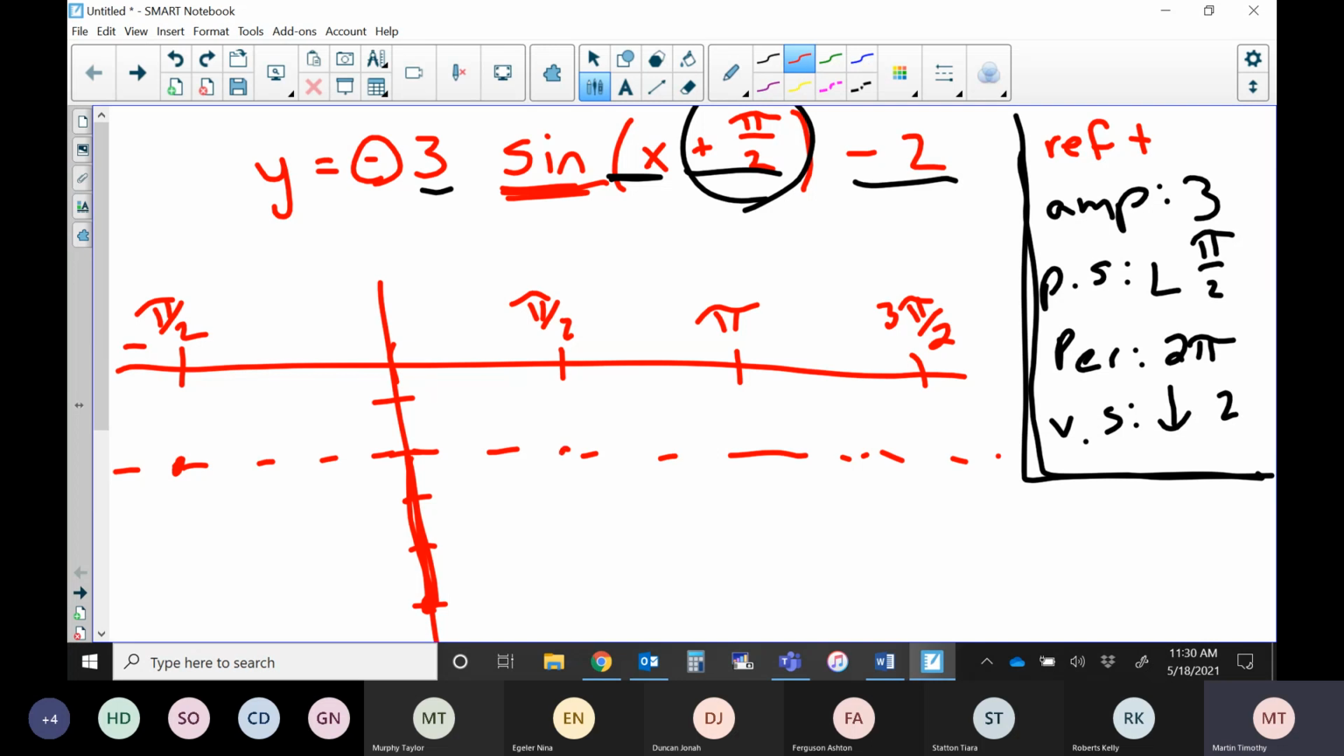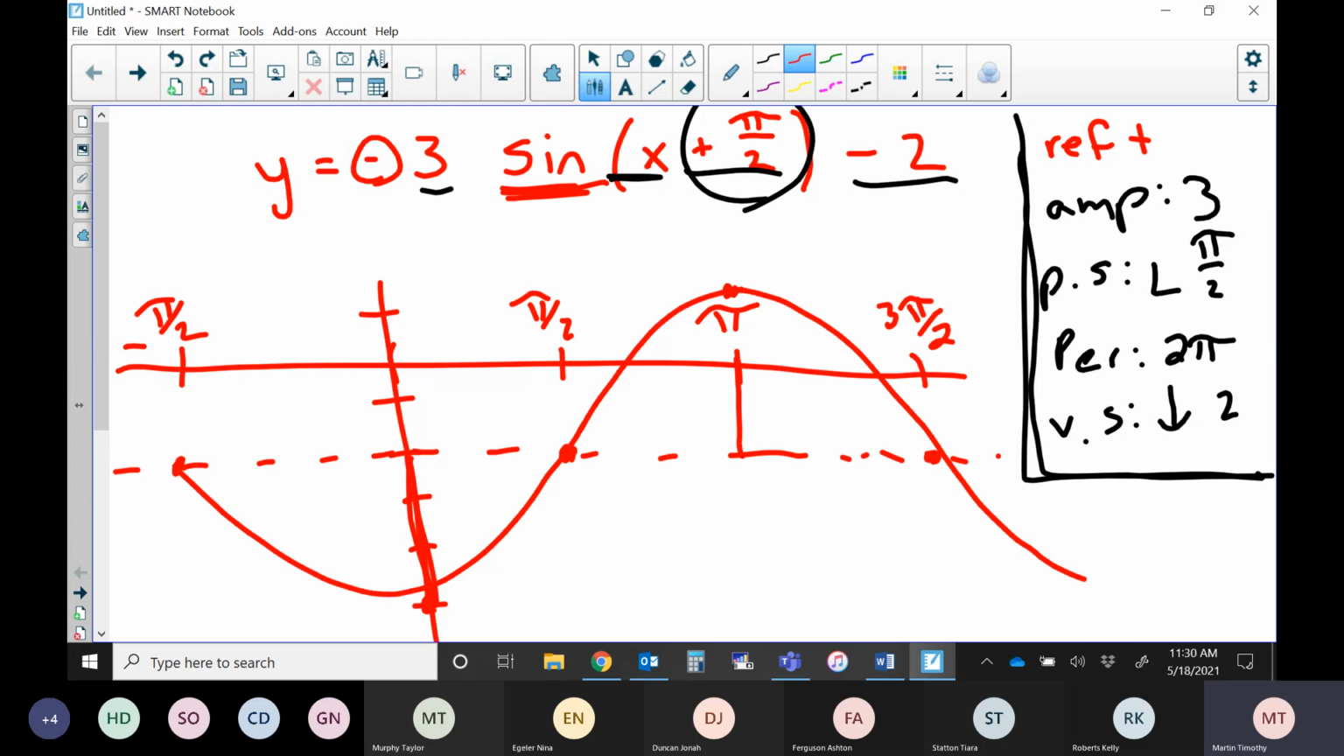Then it's going to return to the midline. Then this is going to be the maximum, and from the midline, it's going to go 1, 2, 3. So it's going to hit right there. And then it's going to return back to the midline. And so it's going to go like this, and would continue doing so.